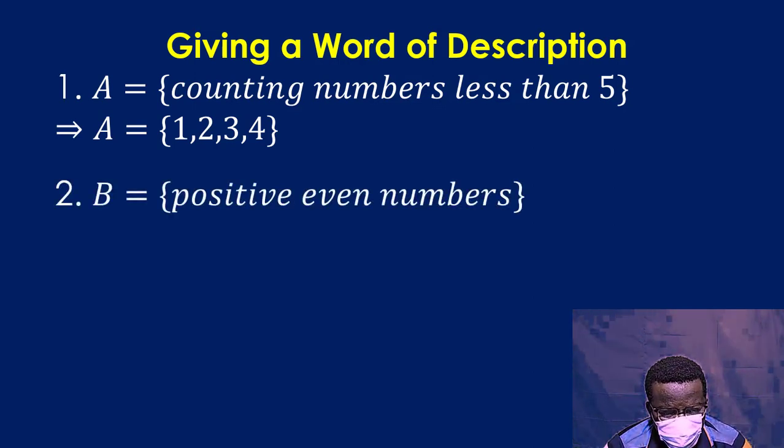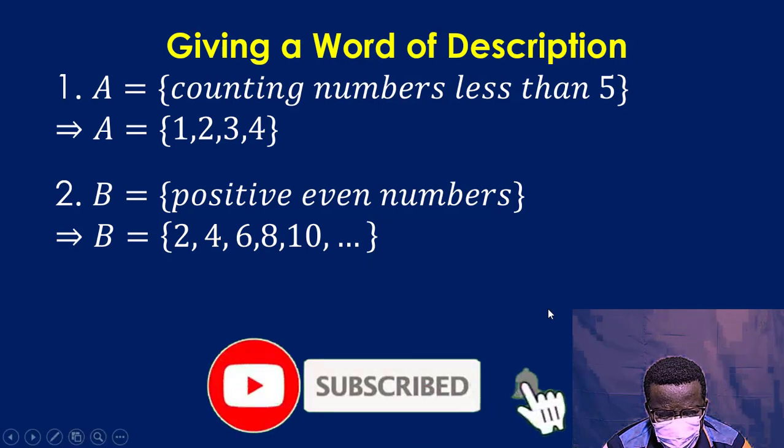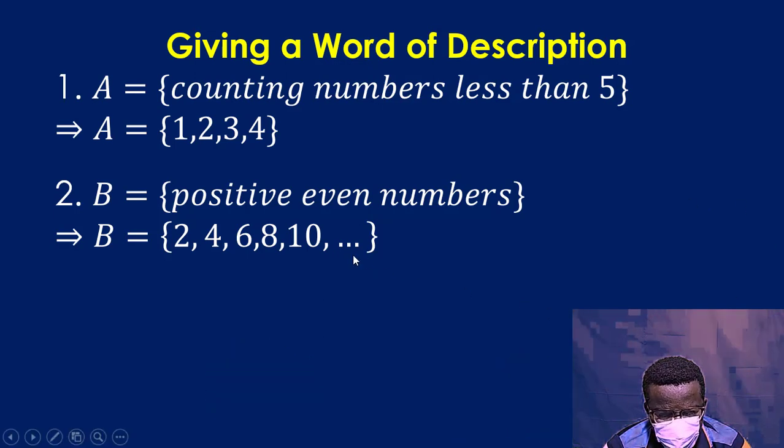Number 2. B is equal to positive even integers. Once again, we can easily list the elements as shown. B is equal to the set of elements 2, 4, 6, 8, and of course 10. Of course, that continues on and on, denoted by the ellipsis points as shown on the screen. Remember, you must always include a comma and then 3 dots signifying the fact that this set is an infinite set.